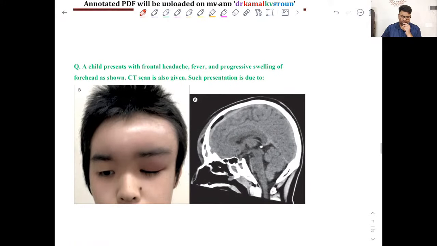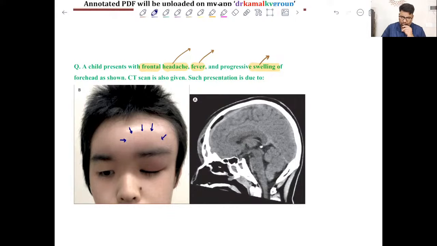Now this is again a very beautiful question, although very rarely asked. A child has frontal headache, fever and progressive swelling of the forehead. A CT scan is also given. Now can you reach a diagnosis here? So there is headache, fever and swelling. I think all of you can mark out that this area has swollen, right? So this is all swelling here, and this is seen related to the frontal bone.